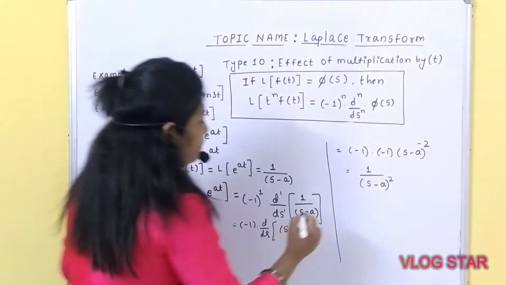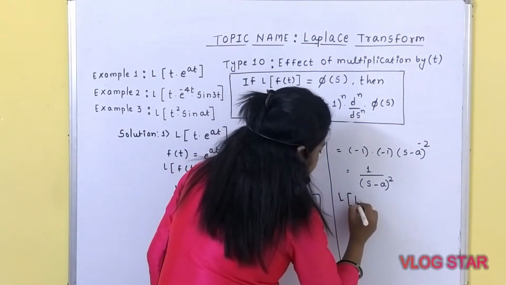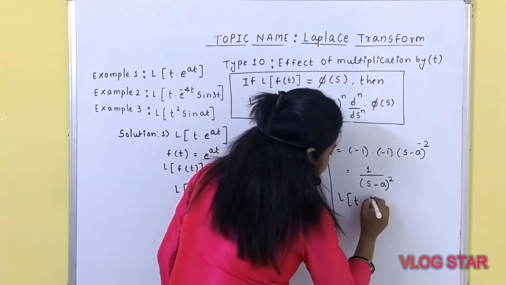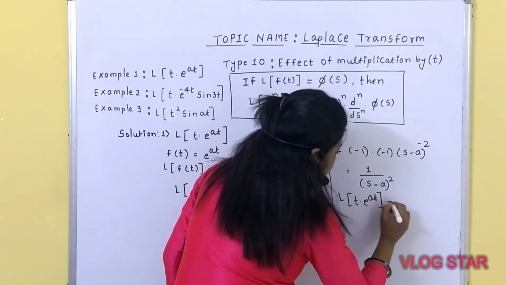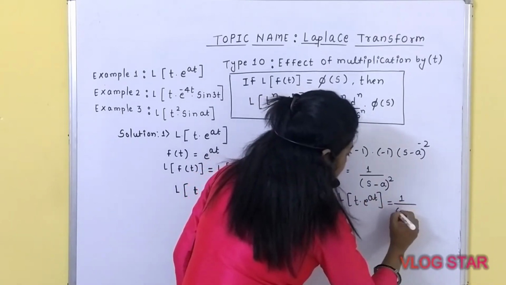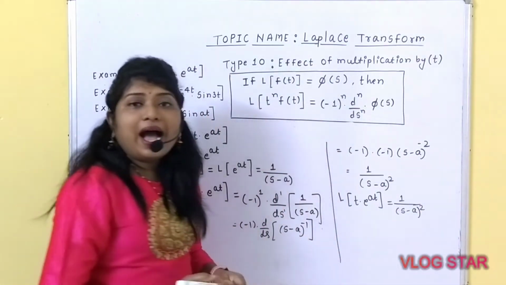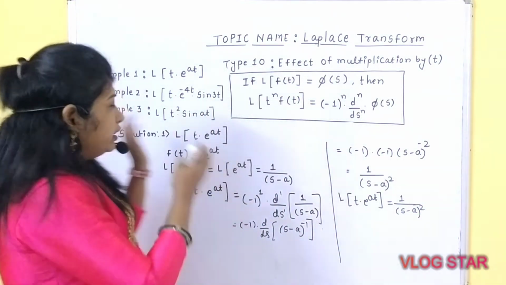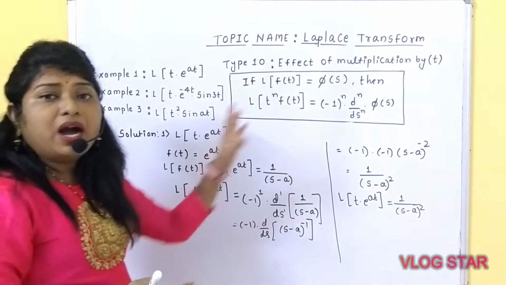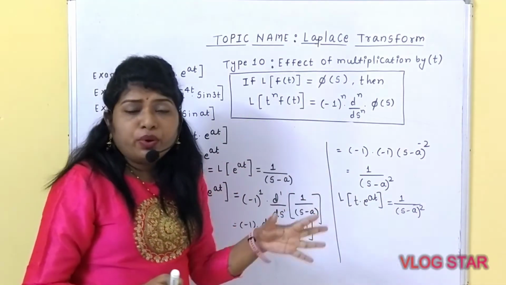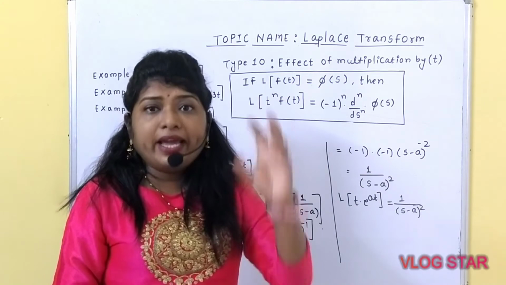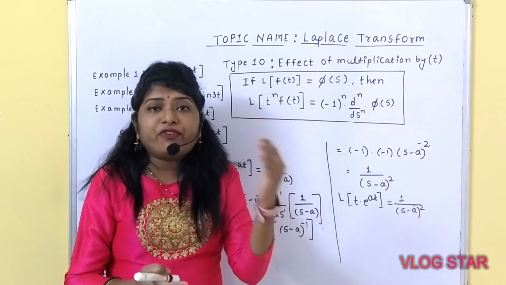So what is the Laplace of first example? That is Laplace of t into e raised to at, which is nothing but equal to 1 upon s minus a whole square. I hope you have understood the solution for example number 1. What you need to do? You have to identify function t, that is f of t.